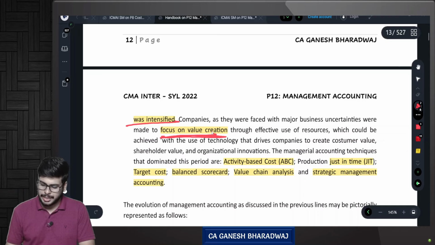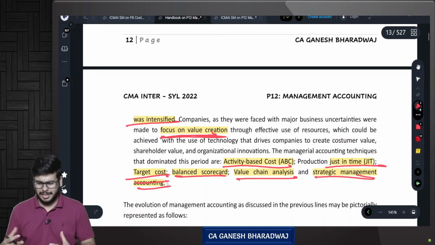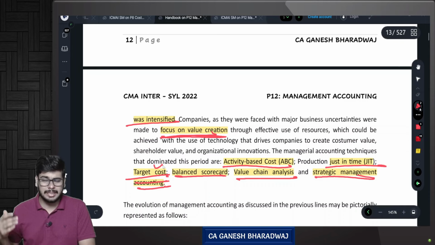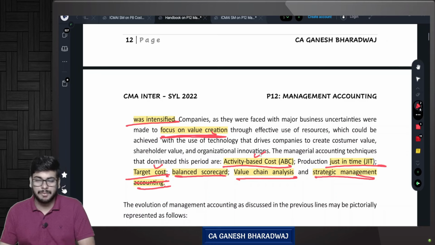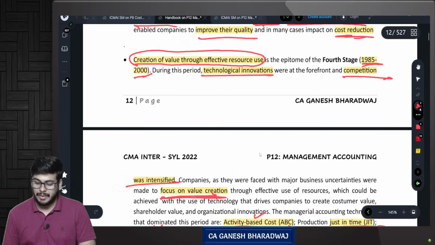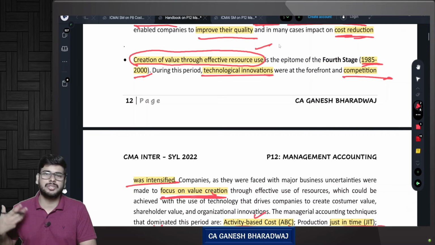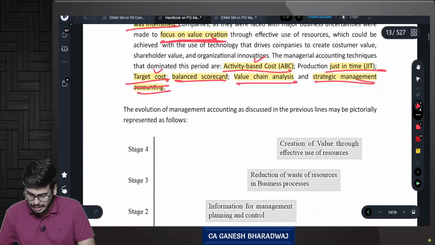The managerial accounting techniques that dominated this period were ABC, activity-based costing, just-in-time, target cost, balanced scorecard, value chain analysis, strategic management accounting. All of this, in the respective chapters we will be seeing. In fact, target cost is a part of your CMA final syllabus. Activity-based costing is chapter number 2, the next chapter we'll be seeing. So certain areas we'll see here, certain areas in final. So in the fourth stage, where the entire focus was on creation of value, that's when they came up with the advanced tools that we use currently. That's when real management accounting evolved. Are you clear with this?